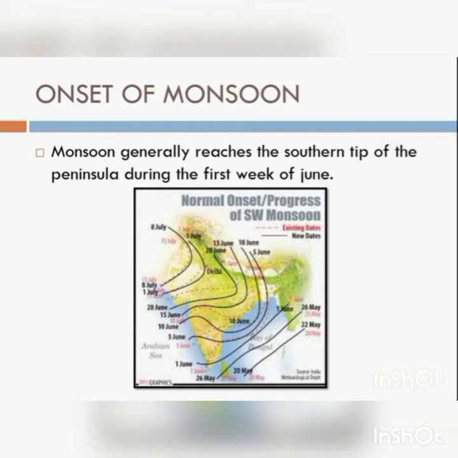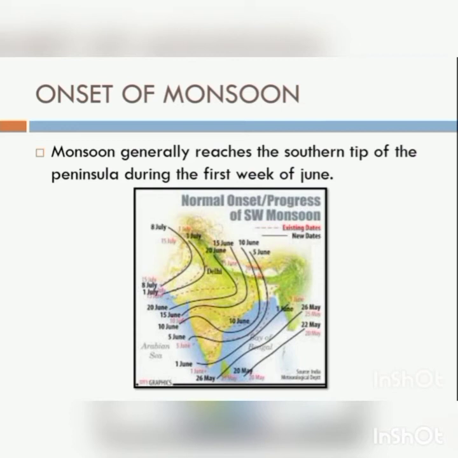Onset of monsoon. It means the monsoons are ready to enter or they are coming. Monsoon generally reaches the southern tip of the peninsula during the first week of June, as you can see in the photograph. Then it branches into the Arabian Sea branch and the Bay of Bengal branch, which move rapidly. They are shown in the figure.